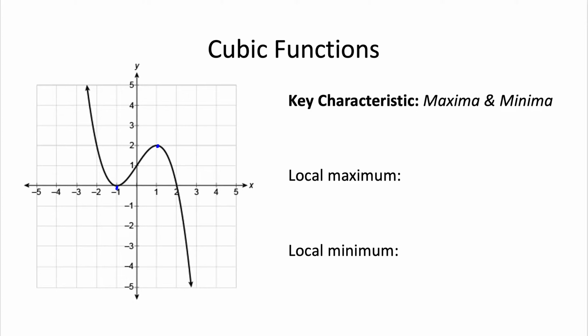So let's describe any local maxima and minima of this graph. You can see here at (-1, 0), it has a local minimum because that value is a little bit lower than all the other y values around it. It has a local maximum at (1, 2) because that point is a little bit higher than the other y values that are around it.